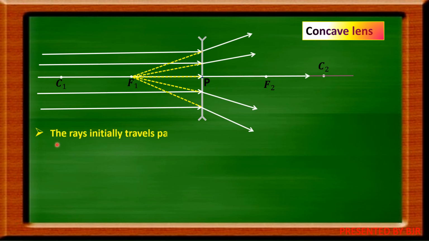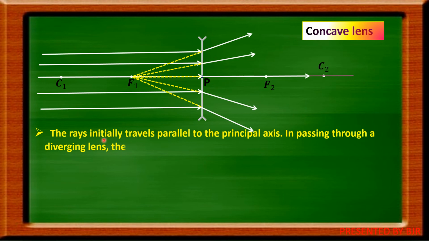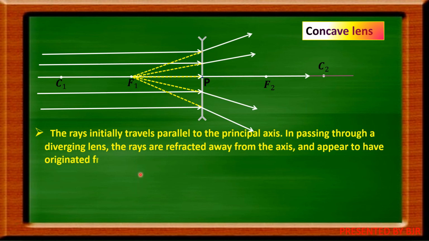See here, the rays initially travel parallel to the principal axis. You see here all the rays are traveling parallel to the principal axis. In passing through a diverging lens, this lens is called diverging lens, the rays are refracted away from the axis and appear to be originating or coming from the focal point on the left of the lens here. These diverging rays appear to be coming from the focal point F here.